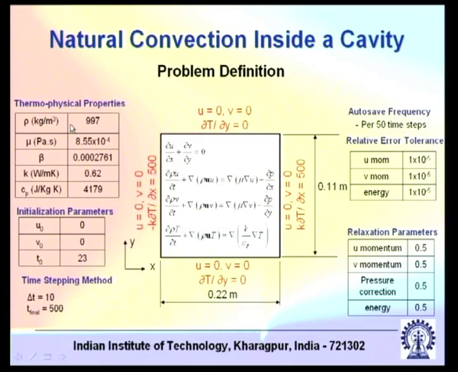So what are the properties that you will require here? The properties for the momentum equation, that is density and viscosity, and the property for the source term, that is beta, and the properties for the energy equation, K and Cp. So these properties you need to specify. The initialization parameters u, v and T, these you initialize. Then the time step, again you use a time step of say 10, for example, and you set the relative error tolerances and relaxation parameters. Now you also have the energy equation.